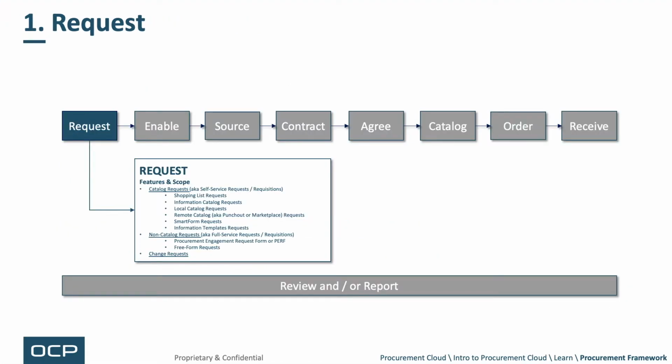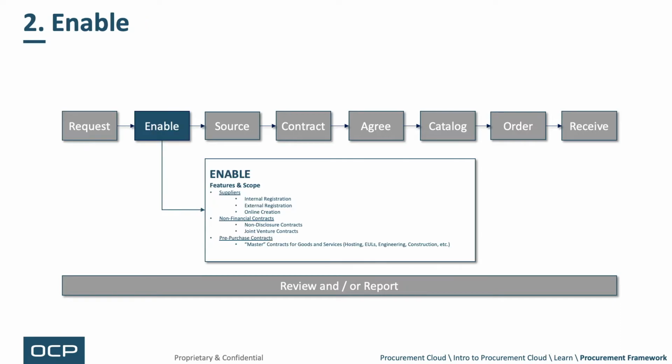So first, the requesting transaction. As you can see here, features and scope, it details catalog requests, also known as self-service, non-catalog requests, also known as full service, and change requests. Each of the different flavors, if you will, can be found underneath the heading. Next up, it walks through or discusses enablement.